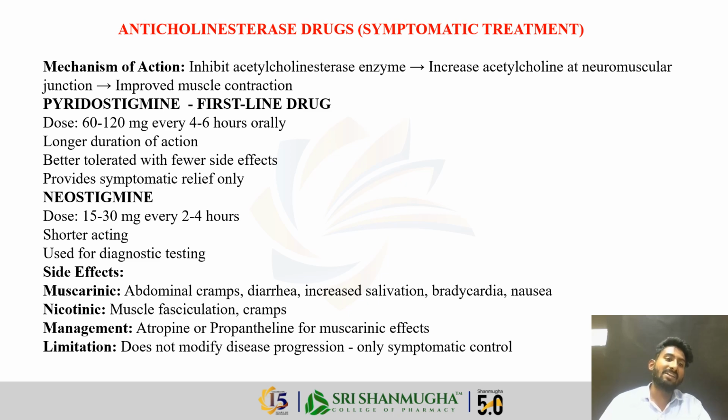What are the side effects produced by anticholinesterase drugs? Muscarinic effects include abdominal cramps, diarrhea, increased salivation, bradycardia, and nausea. Nicotinic effects include muscle fasciculation and cramps. To manage the muscarinic side effects, atropine or propantheline can be used.